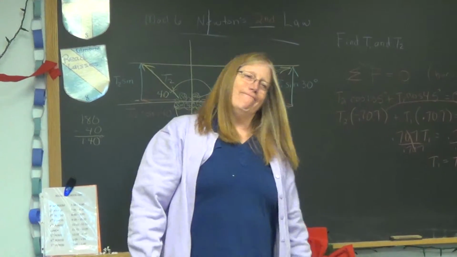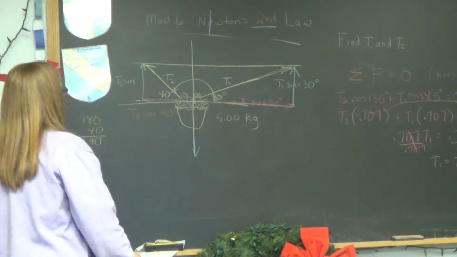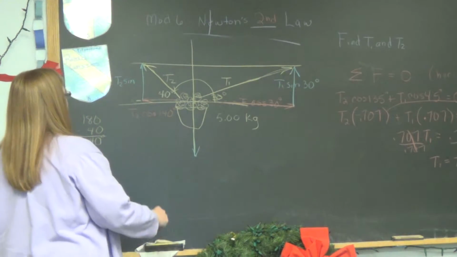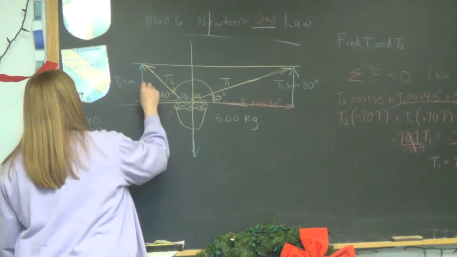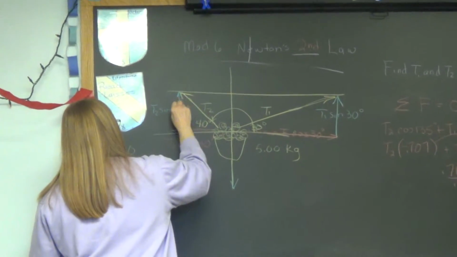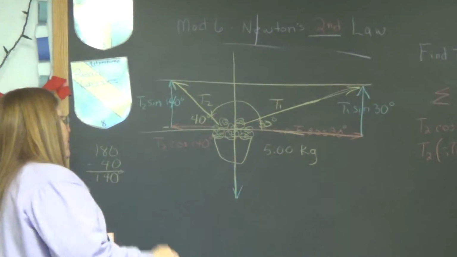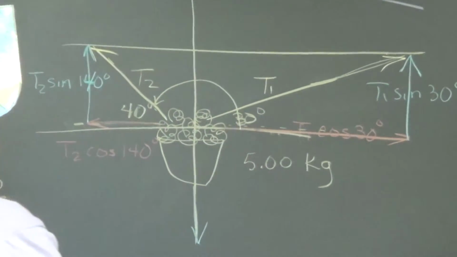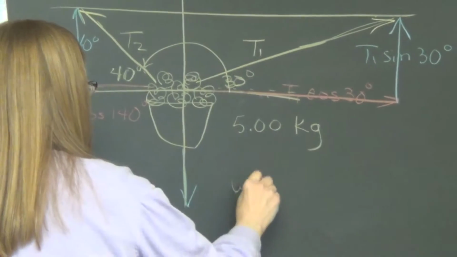Part 4. Alright, we don't expect to finish this problem today, but we're at least going to set it up and get started. So we have T2 sine of 140. Sine of 140. And we have to switch this to weight. Weight equals mg.